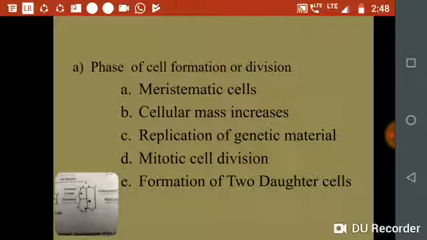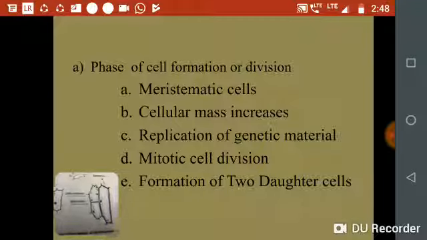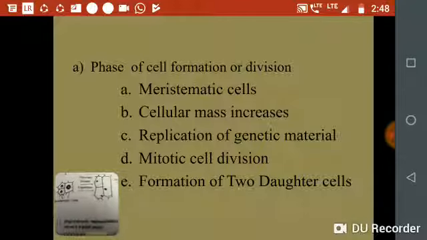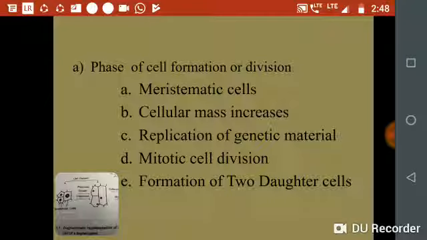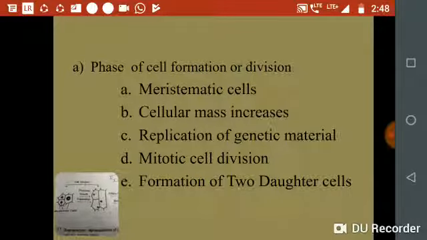The meristematic cells at the growing points. The first phase is phase of cell formation or division. In that the first comes meristematic cell. The meristematic cells at the growing point are isodiametric with the dense mass of the protoplasm.